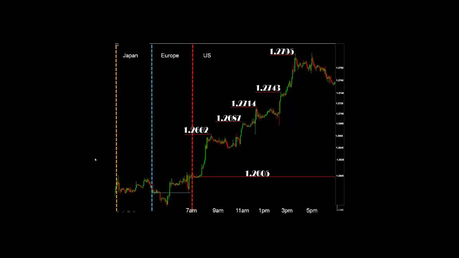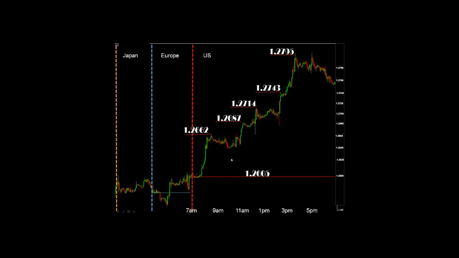Now first, let's recap. Here we have 7 o'clock in the morning New York time. That's the start of the US session. Then we have 9 in the morning, where we should give the market at least 2 hours before we start thinking about placing any trades, whether they be buy or sell trades.